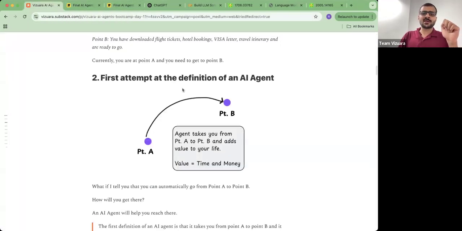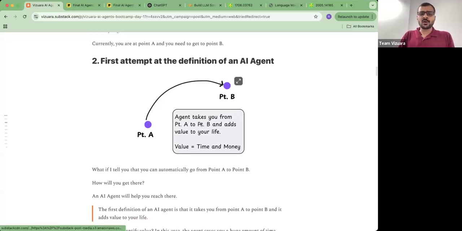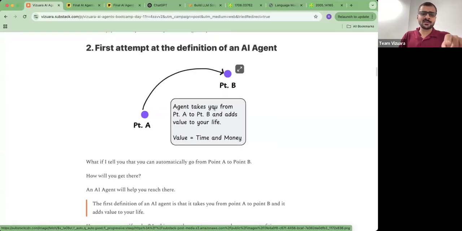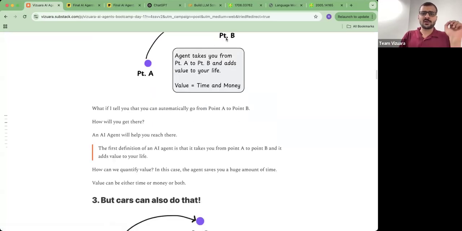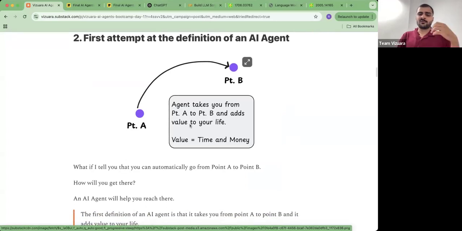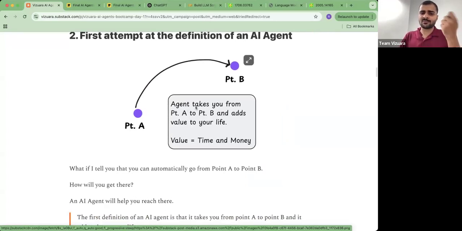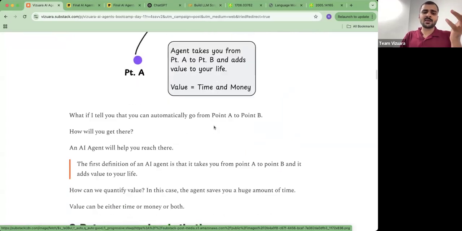Before we actually get started, let's first do a quick recap of the previous lecture. For those of you who are enrolled in the Pro plan, I've shared this Substack article with all of you now. We'll be making it private for our Discord community, but I've opened it up here so that I can recap the previous lecture. So we started by defining agents, right? And our first definition was an agent is something which takes you from point A to point B and adds value to your life. That value can be time as well as money.